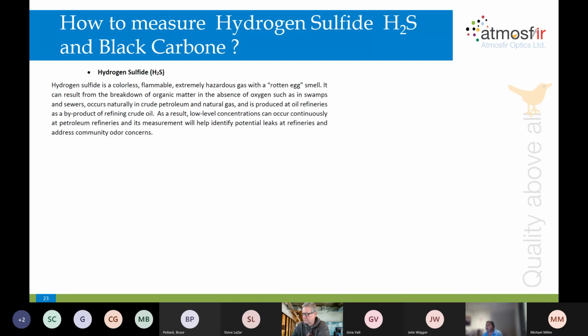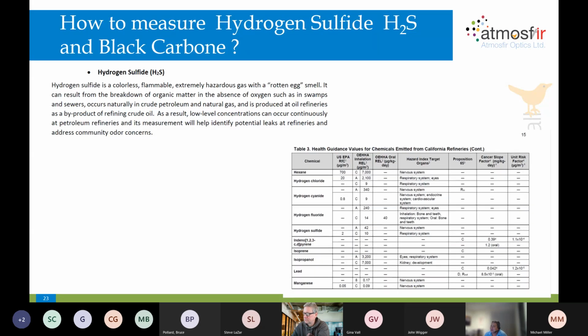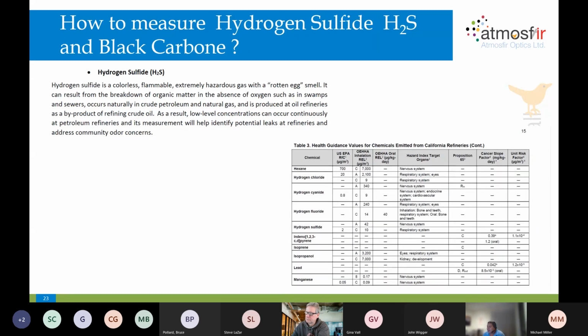We talk a little bit about another two compounds. One is the H2S, the rotten eggs compound. And again, the threshold is 42 microgram per cubic meter. If we translate it, we are talking about 30 ppb.